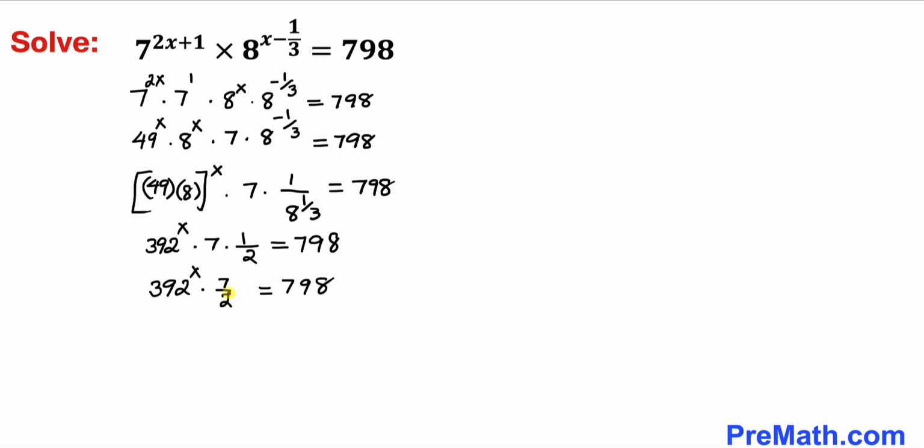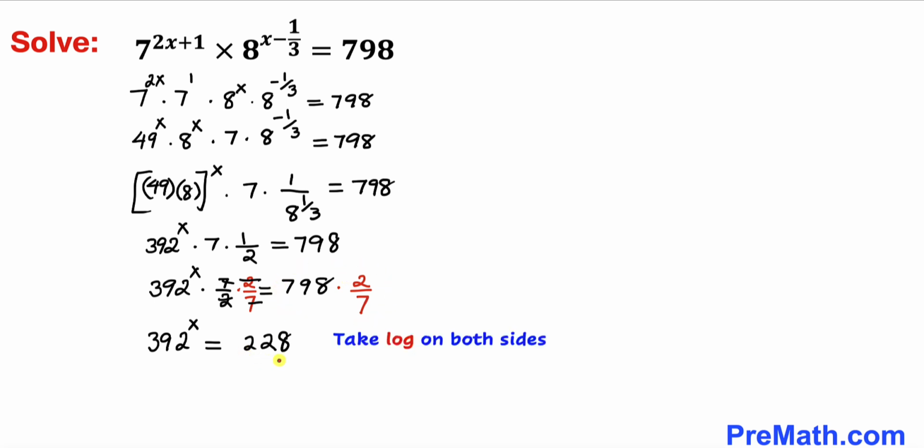Let's go ahead and remove this fraction 7 divided by 2 by multiplying by its reciprocal. So 2 divided by 7 on this side, 2 divided by 7 on this side as well. And here we can see this 2 and 2 is gone, 7 and 7 is gone. So we got 392^x equals 228 when we multiply out this whole thing.